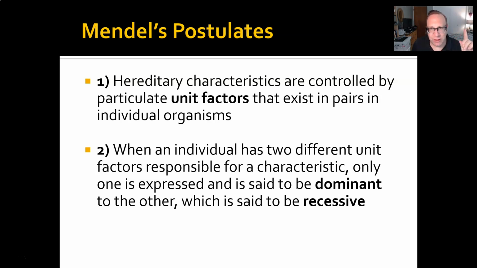Second postulate. When an individual has two different unit factors responsible for a characteristic, only one is expressed and is said to be dominant to the other, which is said to be recessive. So here he's defining dominant genes and recessive genes, and he's saying dominant genes will be expressed whether you have one or two of that version of the unit factor. Recessive genes always require two of the same version.